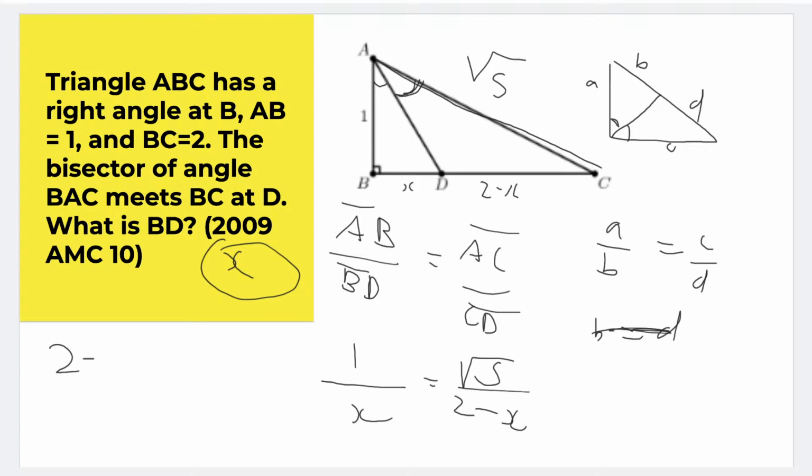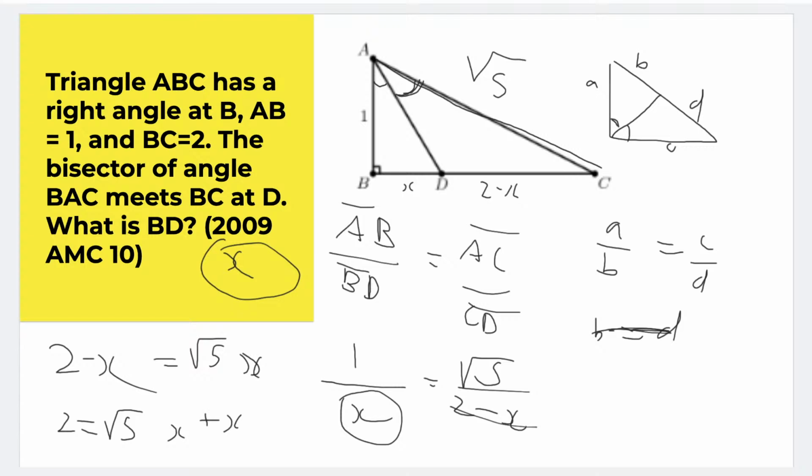To get rid of this one, you multiply both sides by x to get rid of this one. You get square root of 5 x. Now we want x to be on one side of the equation, all of the terms that have x: square root of 5 times x plus x. Now using this theorem, we're going to factor this out.